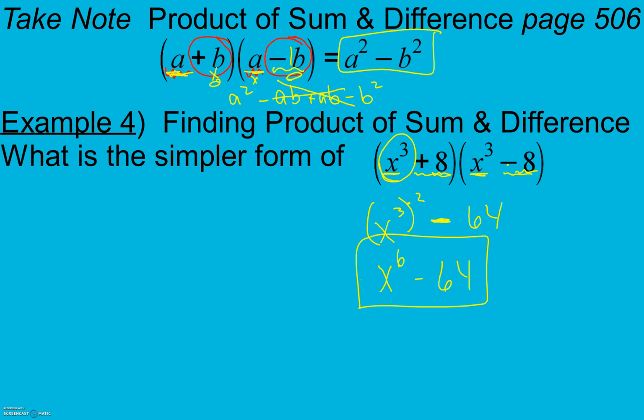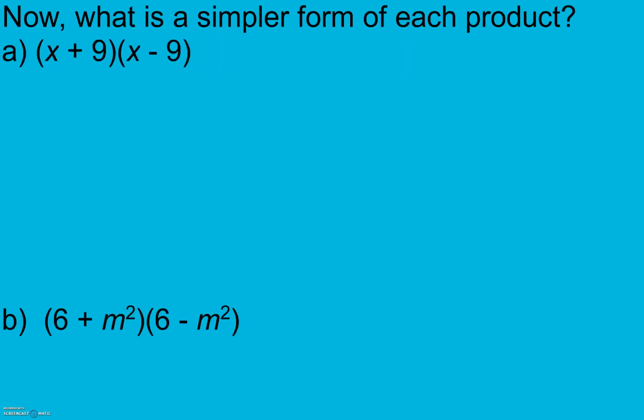And again, if you didn't recognize that right away, it's no problem. We can still FOIL if you want to. So firsts, outsides, insides, and lasts. But when we combine our like terms, those cancel out. Negative 8 plus 8 is 0, so I get x to the 6th minus 64. Again, if we recognize that this is the product of a sum and difference, we can use our shortcut here. Feel free to pause here and give these a try if you'd like.